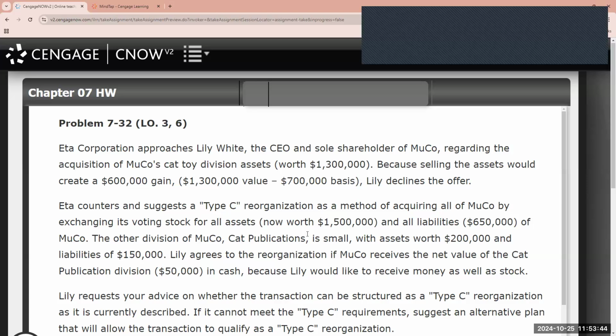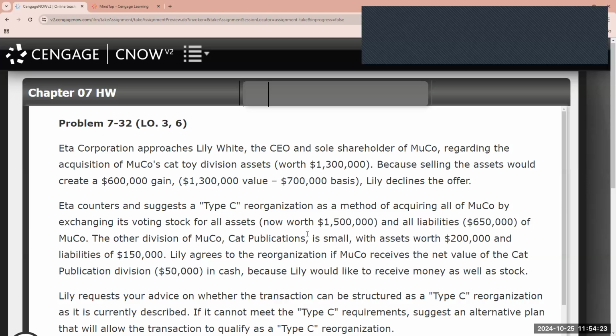Etta counters and suggests a Type C reorganization as a method of acquiring all of Muco by exchanging its voting stock for all assets, now worth $1.5 million, and all liabilities, $650,000, of Muco. The other division of Muco, Cat Publications, is small, with assets worth $200,000 and liabilities of $150,000. Lily agrees to the reorganization if Muco receives the net value of the Cat Publication division, $50,000 in cash, because Lily would like to receive money as well as stock.